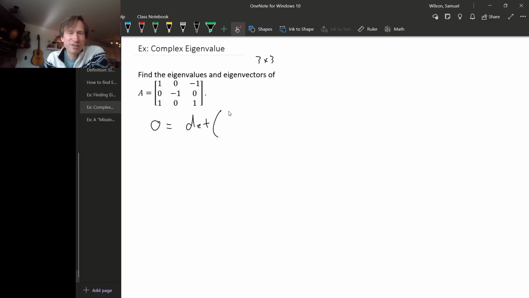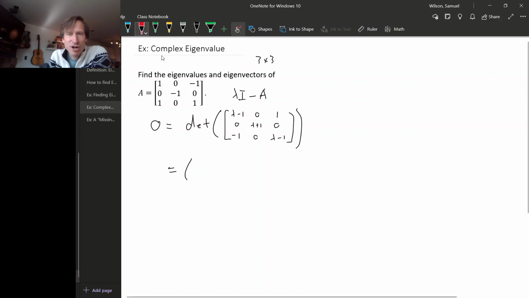So 0 equals the determinant of, I'm going to write out lambda I minus this matrix. So lambda minus 1, 0, 1, 0, lambda plus 1, 0, minus 1, 0, lambda minus 1. Now this is a 3 by 3 determinant, but there's a row that has 2 zeros in it that we can expand across.